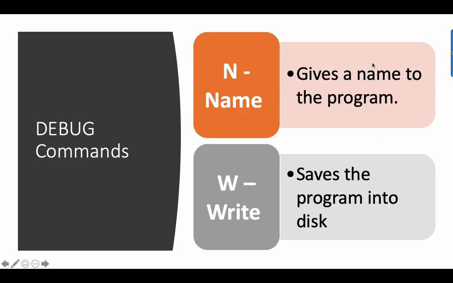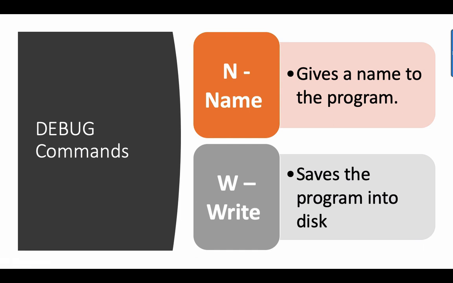Okay. Next, we're going to look into N for name. We could write a program here and give it a name. And last is W, or write, that allows us to save the program.